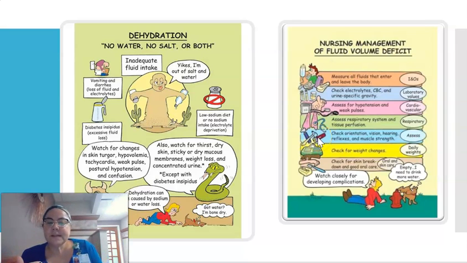And along the same lines with your dehydration, I also want you to know the signs of fluid volume overload. So you're going to be checking for your bounding pulses, for edema, for crackles in the lungs, and those kinds of things. So you need to really know both manifestations, the manifestations of fluid volume deficit as well as fluid volume overload.